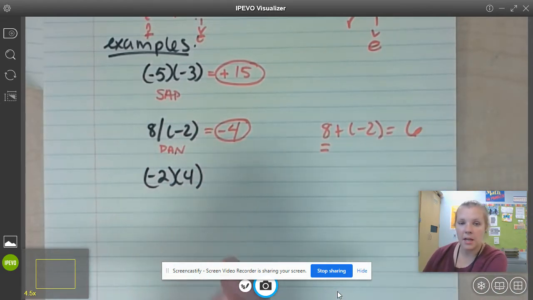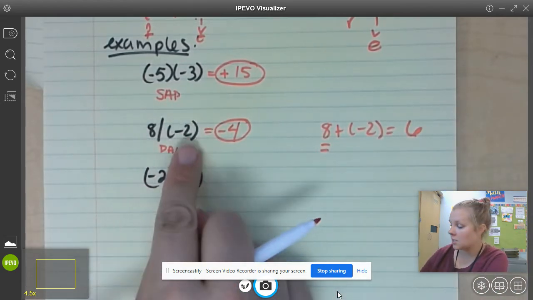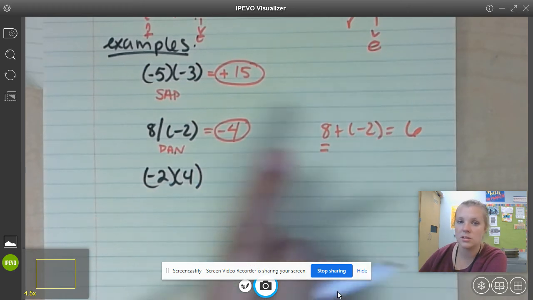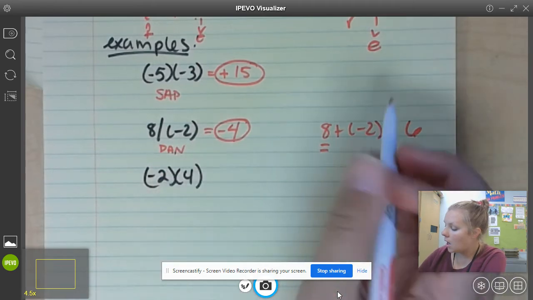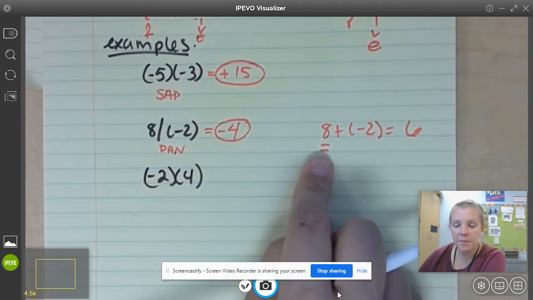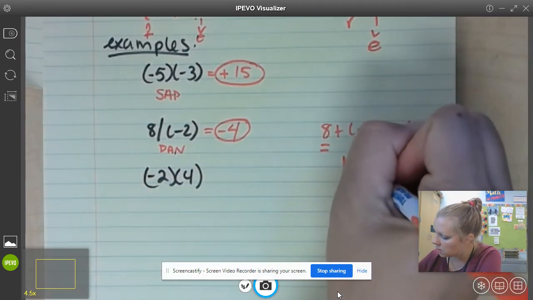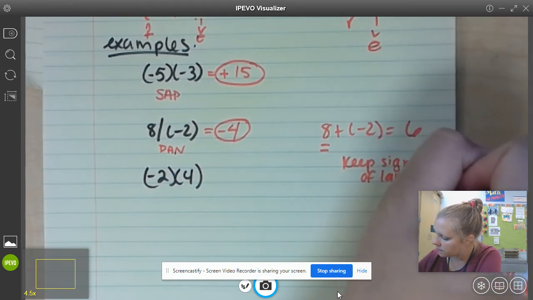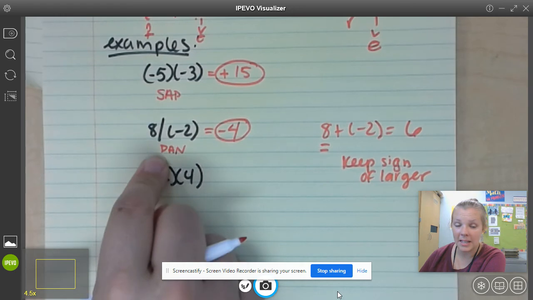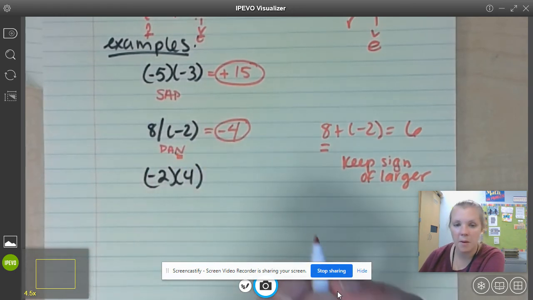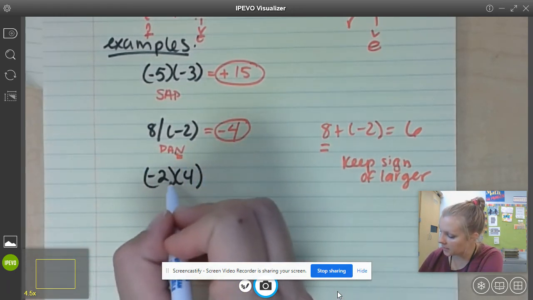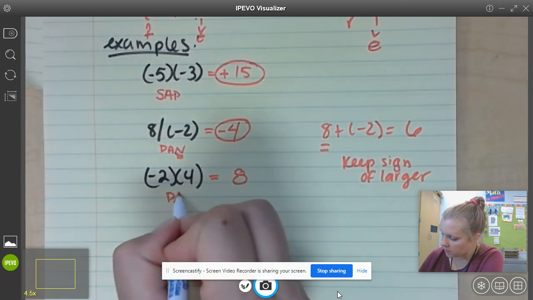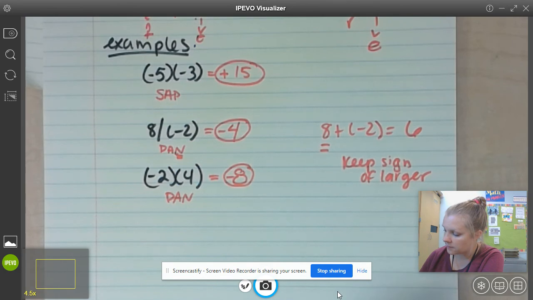This is where multiplying and dividing can be tricky because it's totally different than adding and subtracting. And we're so used to these rules, it's hard to come back to these. When you're adding, you keep the sign of the larger. When you multiply, if they're different, it's negative no matter what. And then this last one, 2 times 4 is 8, and then they're different, so my answer is negative.